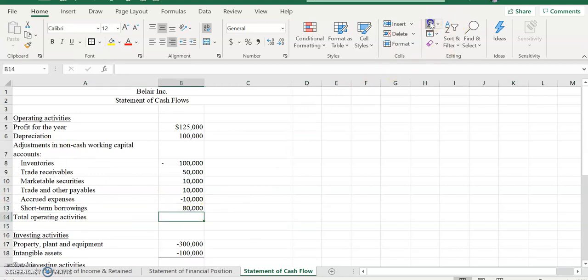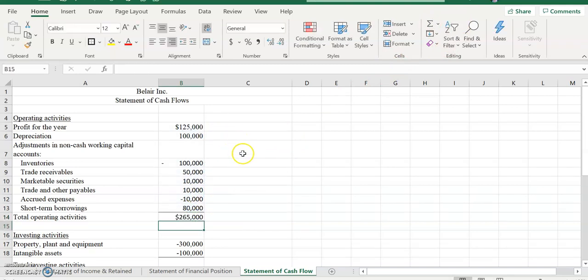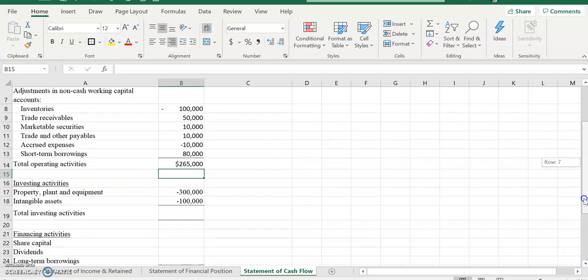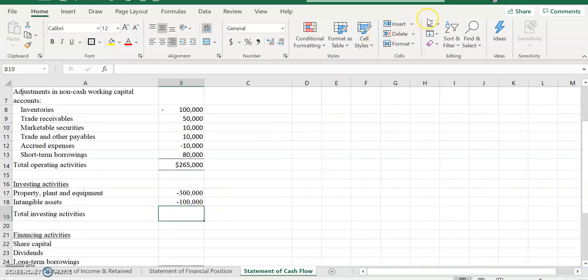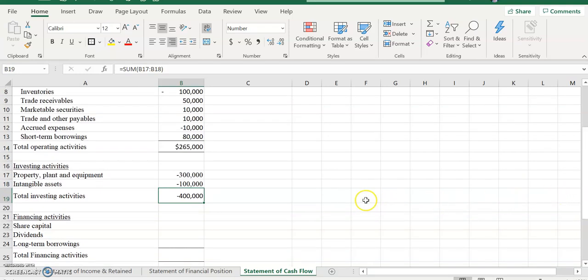All right, so let's have a look and see. Remember to add the whole thing in, see how much. So my overall change in cash due to operating activities is $265,000. My overall change from investing is 400 in the negative. So it went down because I invested in these assets. So therefore my cash went down. So let's have a look at share capital.